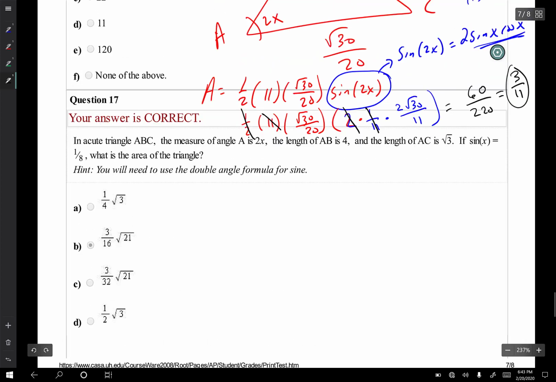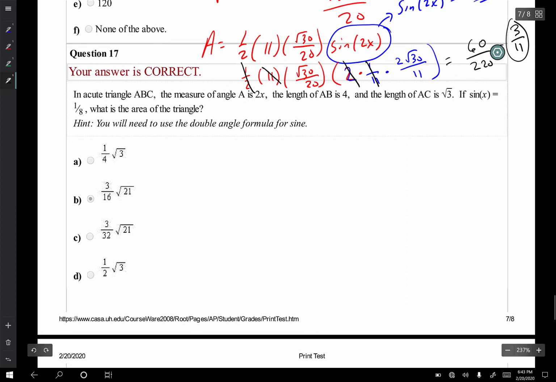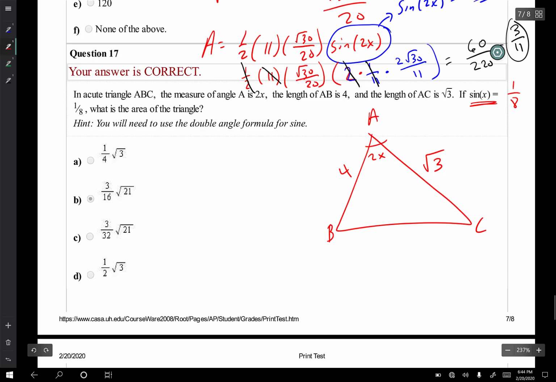Is this the last one? Yay, this is the last one, guys. In an acute triangle, oh look, it's an acute triangle. In an acute triangle ABC, the measure of angle A is 2x. So let's draw a triangle. A, B, C. So A is 2x, and the length of AB is 4, and the length of AC is square root of 3. If sine x is 1/8, so again, they're giving you what sine x is. What is the area of the triangle?